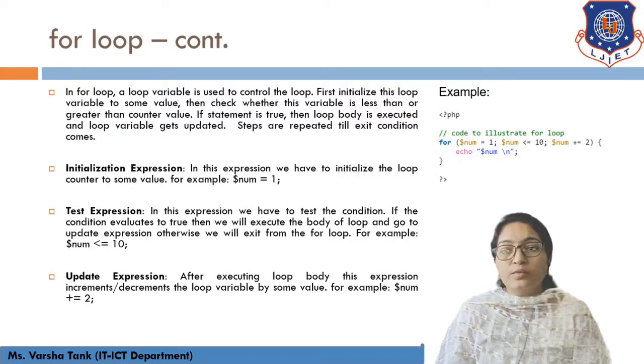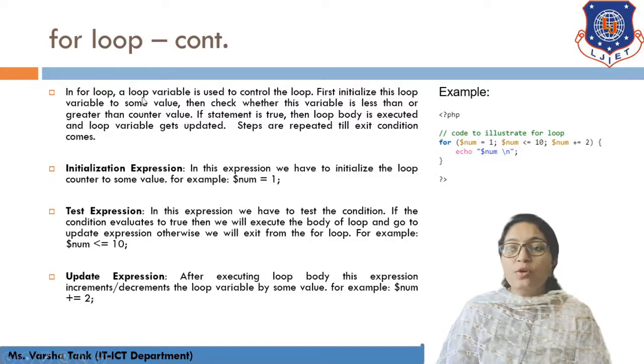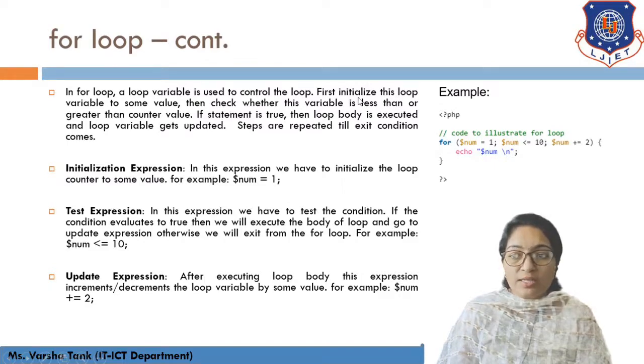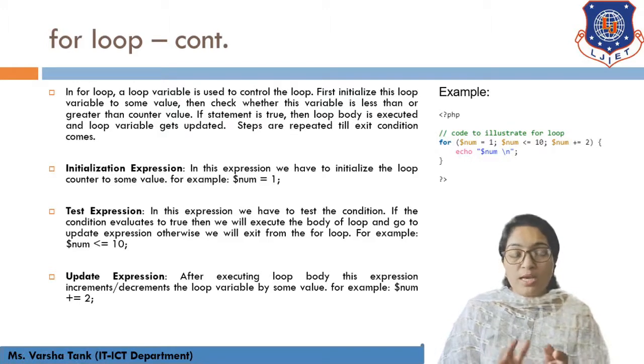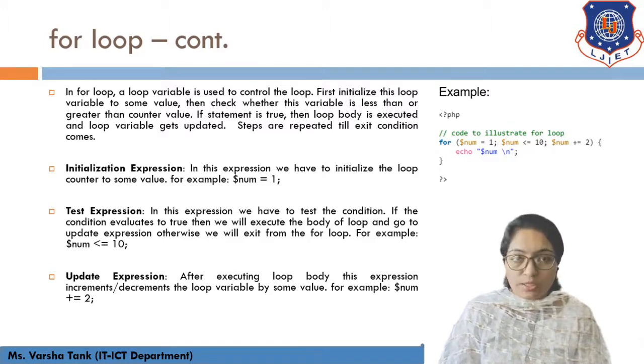Now, the for loop in detail. In a for loop, a loop variable is used to control the loop. The detailed explanation is given in this slide. First, initialize the loop variable to some value. Then check whether this variable is less than or greater than the counter value. If the statement is true, then the loop body is going to be executed. If the statement is false, then the loop body will not be executed.